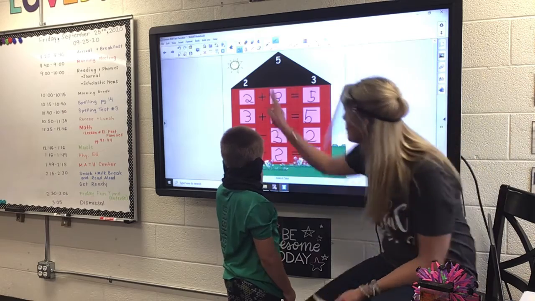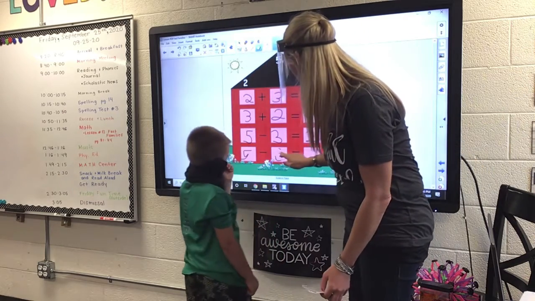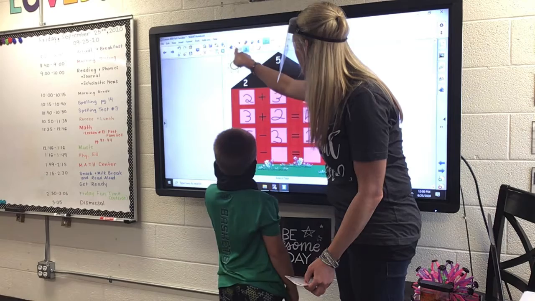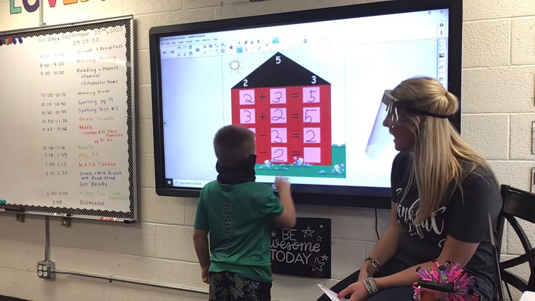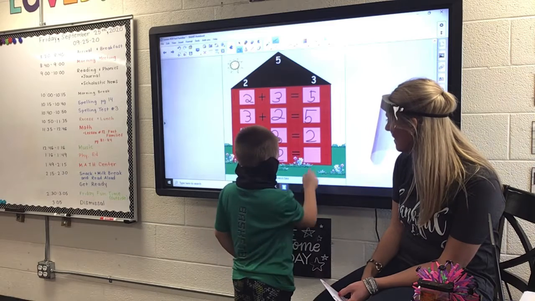Oh, let's do our 2 a little bit better. It kind of did look like an S. We'll fix it. Backwards. It's kind of hard. It wasn't backwards. And what does that equal? 3. 3.